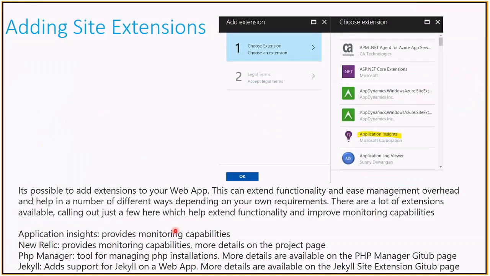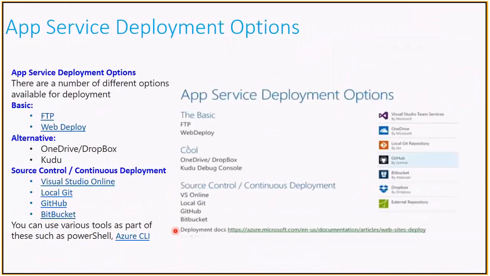After we talk about extensions, let's go ahead with the deployment options, which we have already done. We did FTP deploy, and we did web deploy using Visual Studio. FTP we did via FileZilla, and we also took code from OneDrive or Dropbox. This is a cool option. Okay, that's pretty easy.